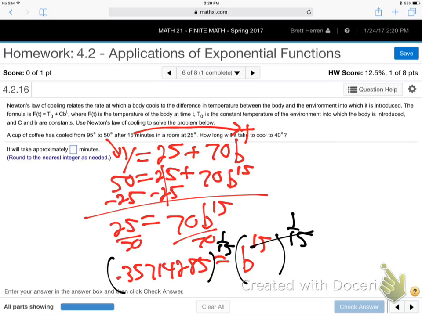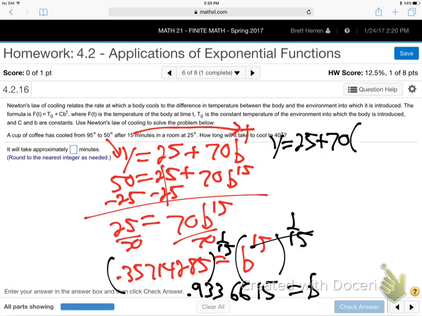And I'm getting 0.93386. No, 66. Is that right? Is it 66? I can't see on my screen here. 0.9336615. That's enough accuracy. So I got B. I've got the formula now. I've got every letter. So what's the formula? y equals 25 plus 70 times 0.9336615 to the t. Can you read that? I'm getting scribbly there at the end.